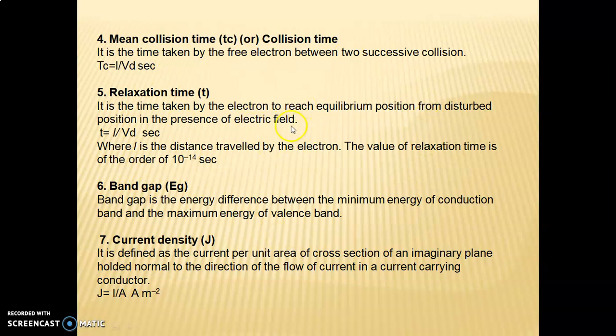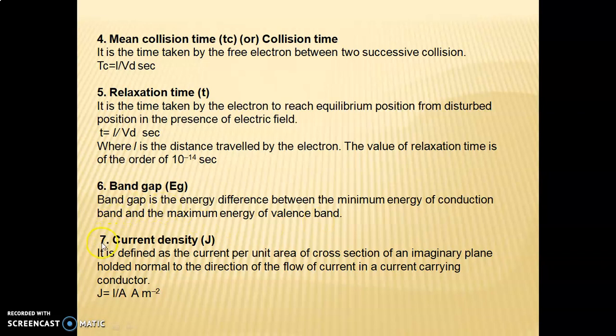Then, the definition for band gap. Band gap is the energy difference between valence band and conduction band. The exact definition is the energy difference between the minimum energy of the conduction band and the maximum energy of the valence band. This is called band gap energy.